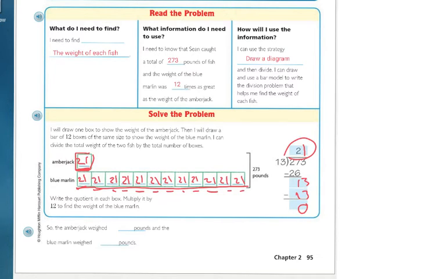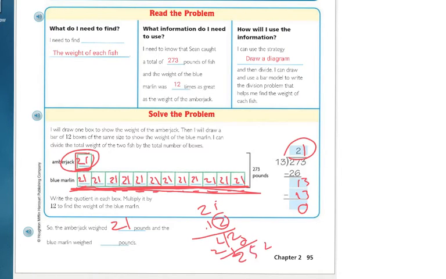Okay, so the amberjack weighed 21 pounds, right? But the marlin weighed 21 times these 12 boxes. So if I have 21 times the 12 boxes, 2 times 1 is 2. 2 times 2 is 4. Put my 0, and then I have 1 times 1 is 1, 1 times 2 is 2. So I get 252. So the blue marlin weighed 252 pounds, and the amberjack weighed 21 pounds. I can check my work by adding 252 and 21, and I should get the 273.